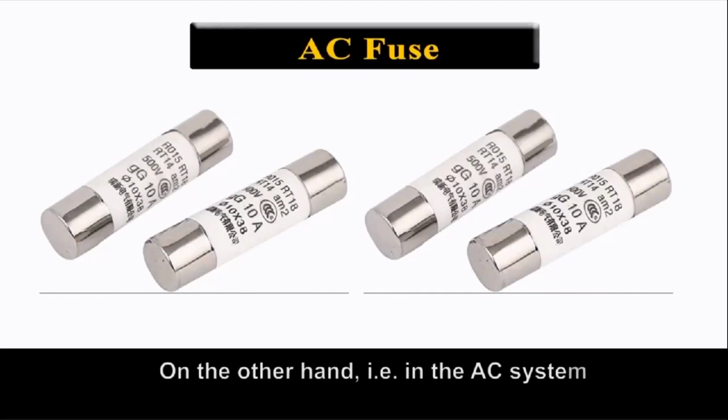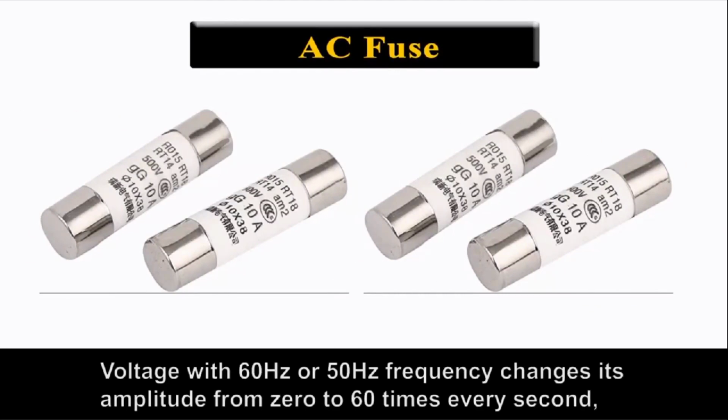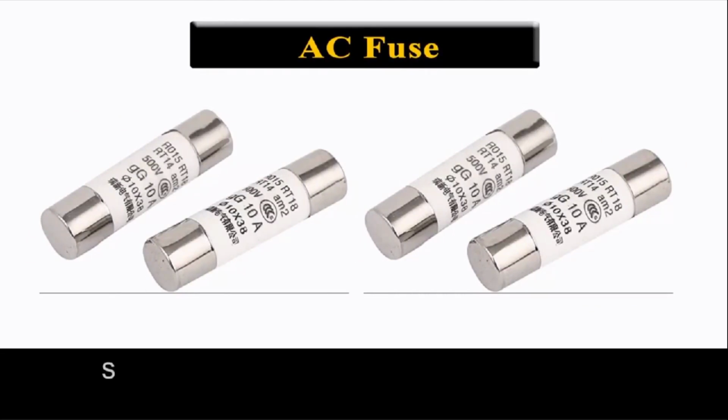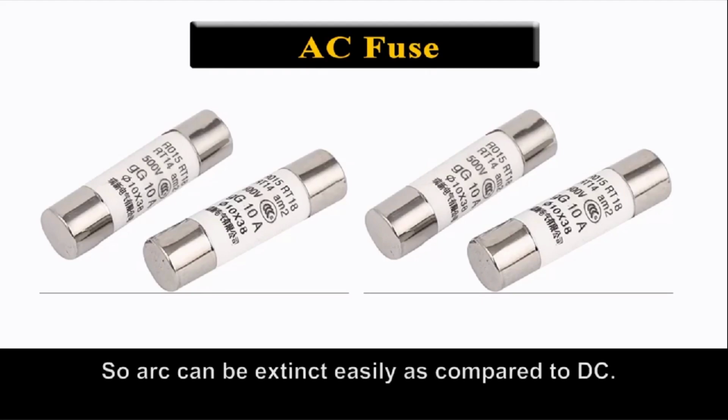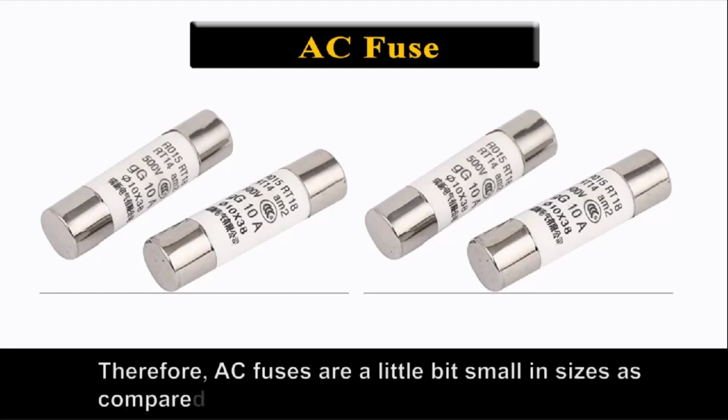On the other hand, in the AC system, voltage with 60 Hz or 50 Hz frequency changes its amplitude from 0 to 60 times every second. So the arc can be extinguished easily as compared to DC. Therefore, AC fuses are a little bit smaller in size as compared to DC fuses.